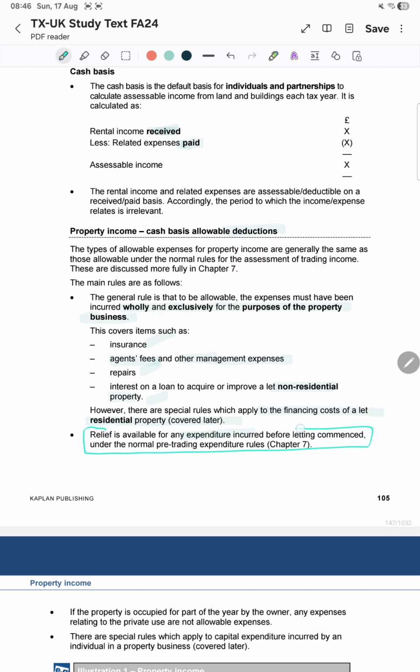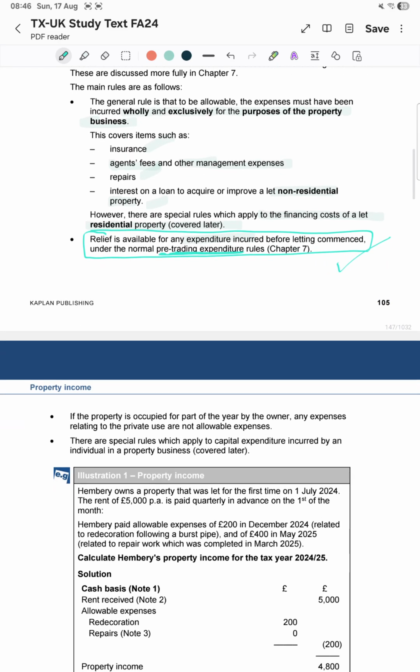Now, let's say a landlord has not let out the property till now because he was busy doing certain repairs, or certain other expenditures were being carried out, which means that was a pre-trading expenditure. So, if any pre-trading expenditure was also carried out, that will also be treated as an expenditure from the property income. Now, there was a certain part of the year when the landlord was staying in that property. Will the expenses be allowed? No, because the property was not let out, so the expenses will also not be allowed.